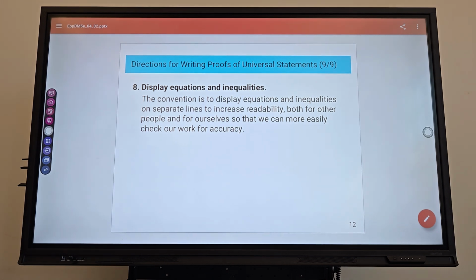Display equations and inequalities. Convention is to display equations and inequalities on separate lines to increase readability, both for others and ourselves, so that we can more easily check our work for accuracy.